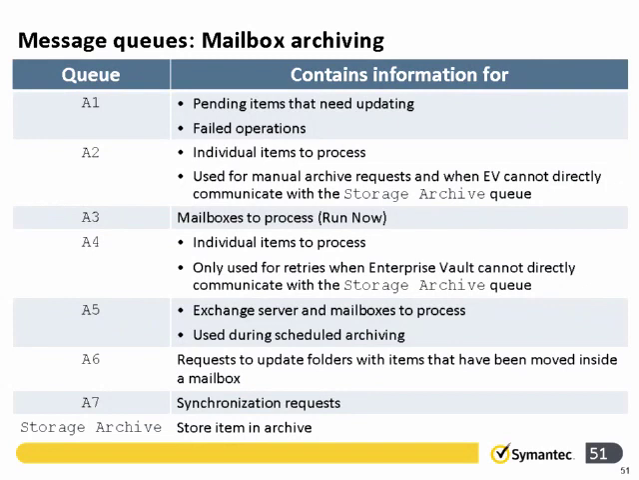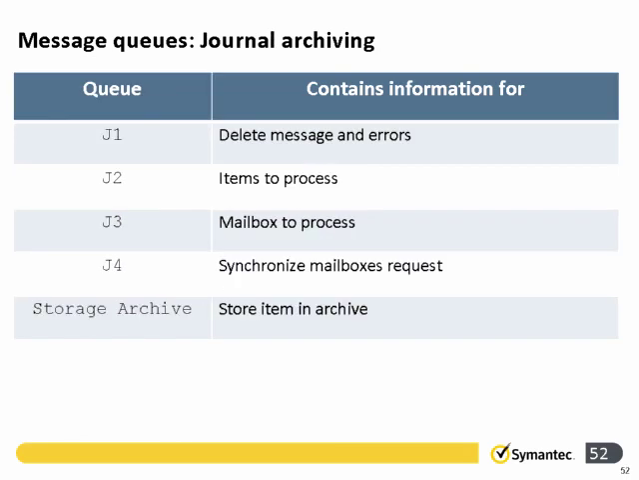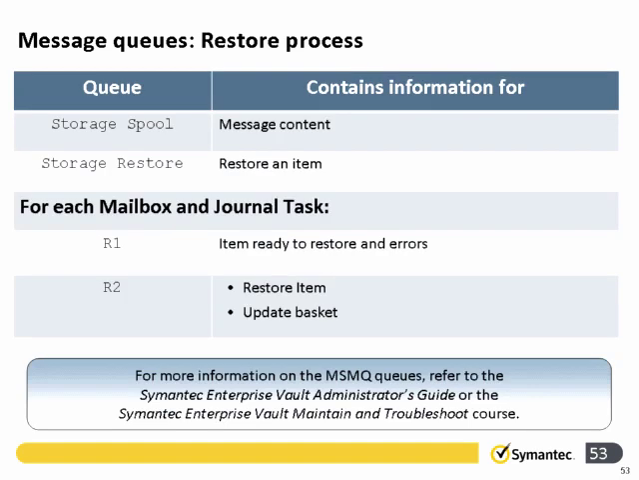Now, we mentioned the issue of the message queue monitoring. Here we show a list of the different message queues that are used for the mailbox archiving task. They're labeled A1 through A7, and then there's also a storage archive option. For journal archiving, we have J1 through J4 and the storage archive as well. For the restore process, we have the storage spool and storage restore queues.